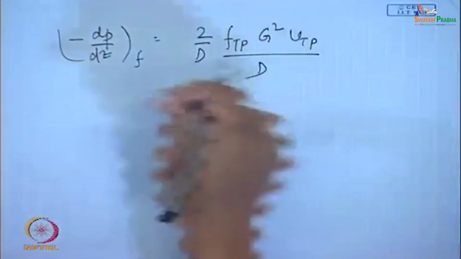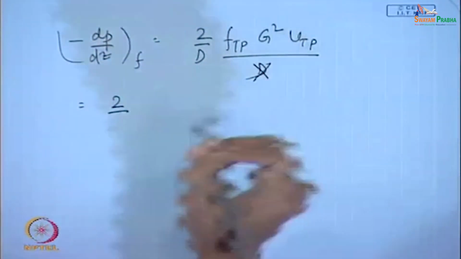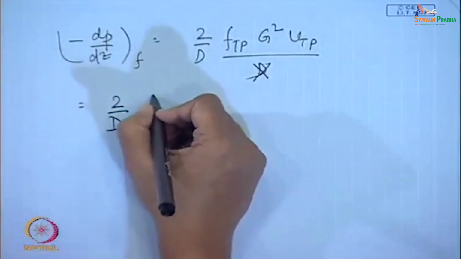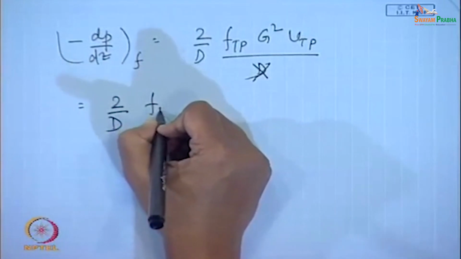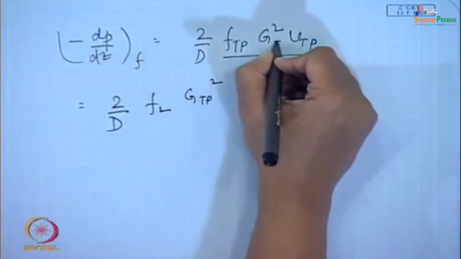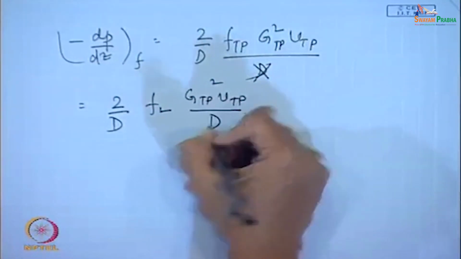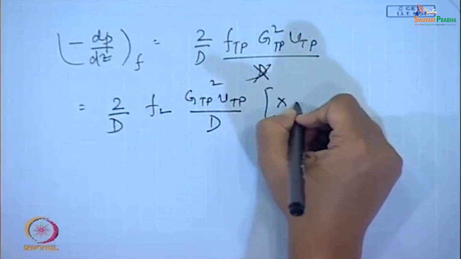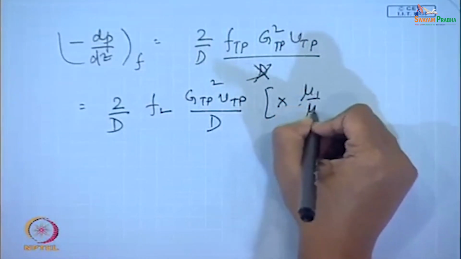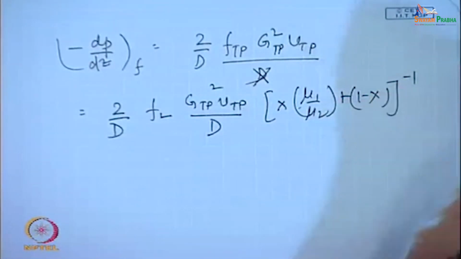So, if you write it in this particular form, what do we get? It can be 2 by d FL GTP square, VTP by d, x mu 1 by mu 2 plus 1 minus x, whole to the power minus 1. We can do it in this particular form.